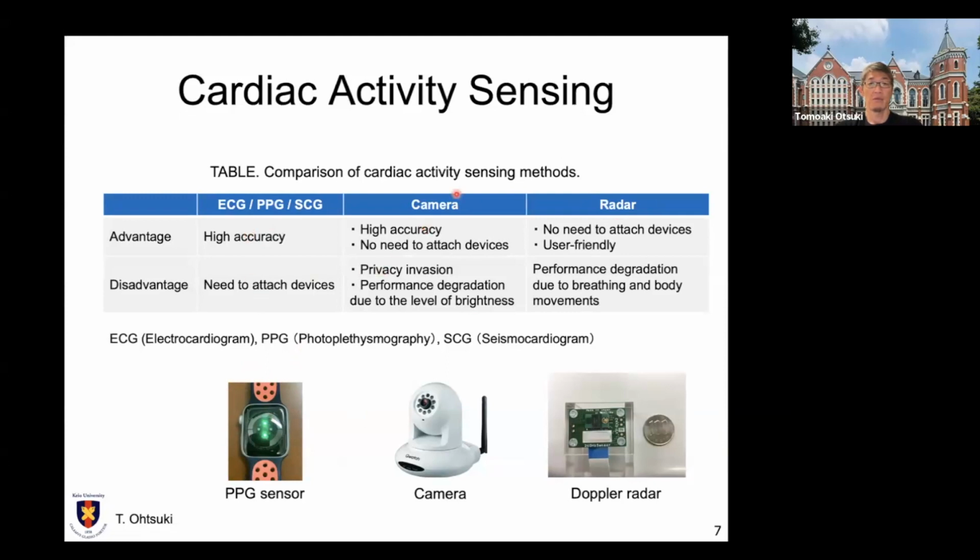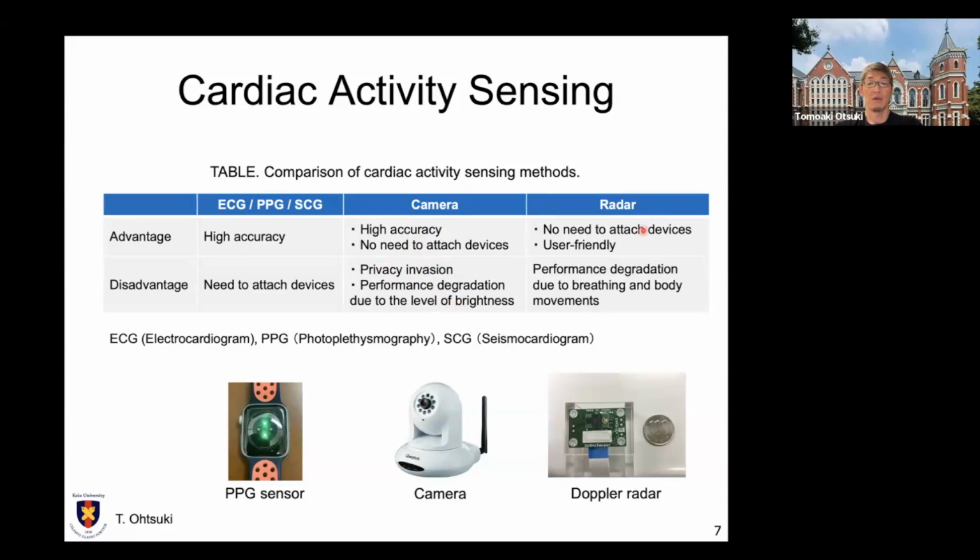With some kind of camera, we can detect the RRI, like through RPPG. We can expect high accuracy, and there is also no need to attach devices. In that sense, it is good. But of course, we have to worry about privacy. If we install a camera inside the house, that means we are always monitored by the camera, so it's not so comfortable. And also the performance degrades due to the level of brightness.